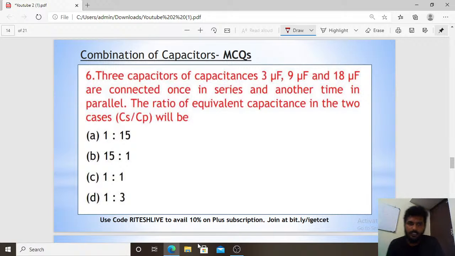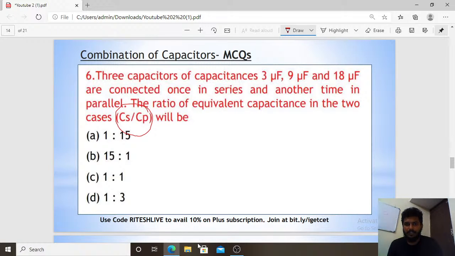Okay, so see here, three capacitors of capacitance 3 microfarad, 9 microfarad, and 18 microfarad are connected in series, another time in parallel. The ratio of equivalent capacitance between CS and CP. Dhananjay, drop your number there so that I can call you after the session and I will help you regarding the subject for sure, 100%.